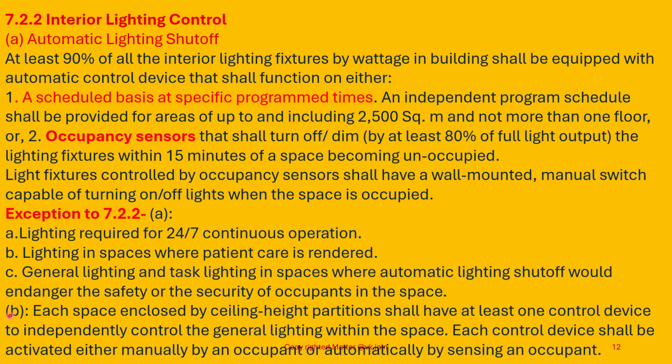B. Each space enclosed by ceiling height partitions shall have at least one control device to independently control the general lighting within the space. Each control device shall be activated either manually by occupant or automatically by sensing an occupant.